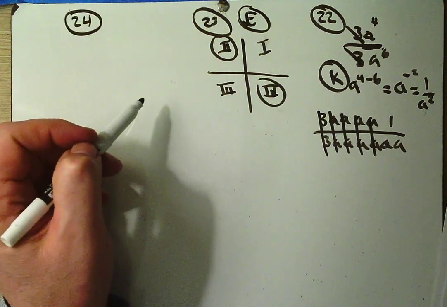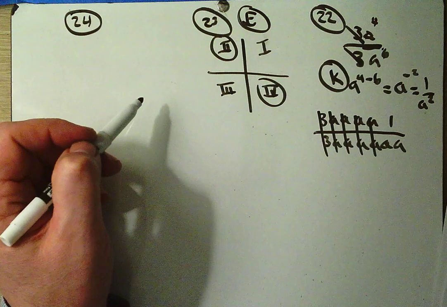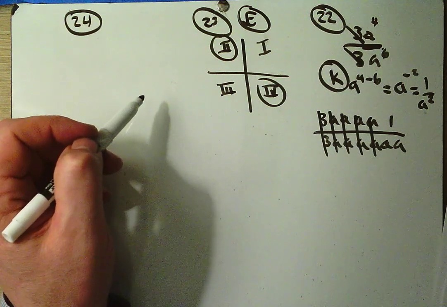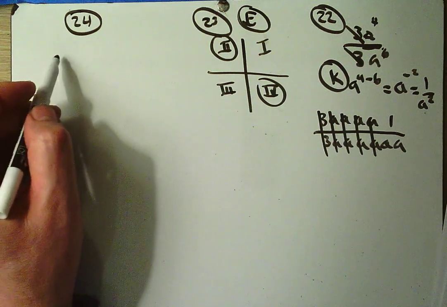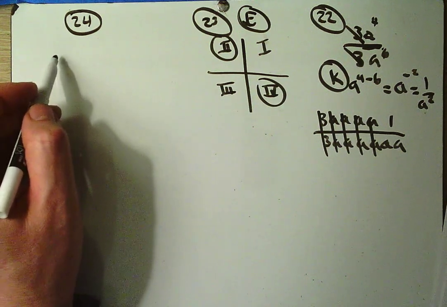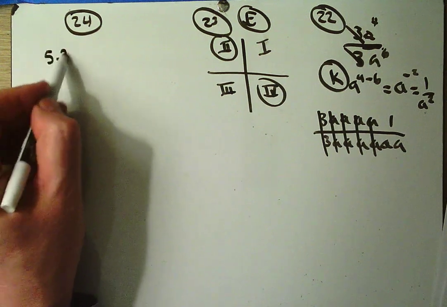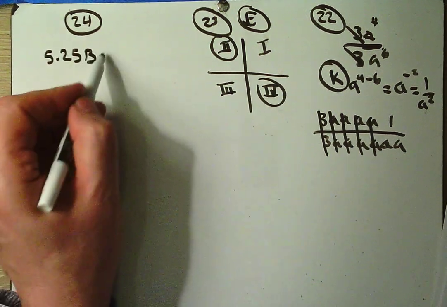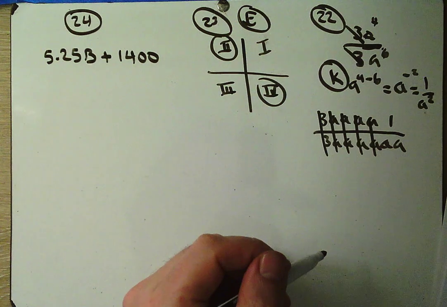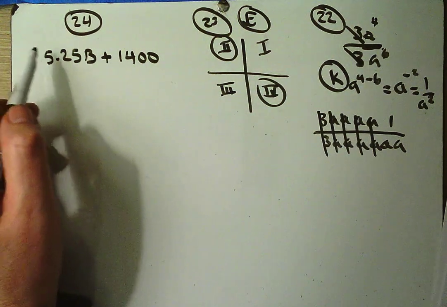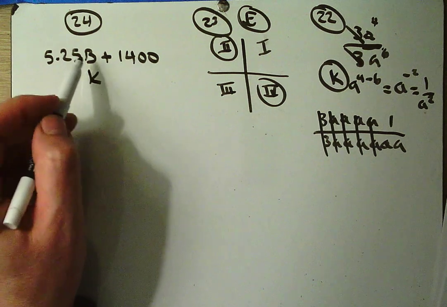24. The fixed cost of manufacturing basketballs in a factory is $1,400 per day. The variable cost, so that's our initial amount. The variable costs are $5.25 per basketball. So $5.25 is my rate of change, plus the $1,400. This is going to be the total of my costs for making basketballs in my factory. And that corresponds with choice K. K for number 24.